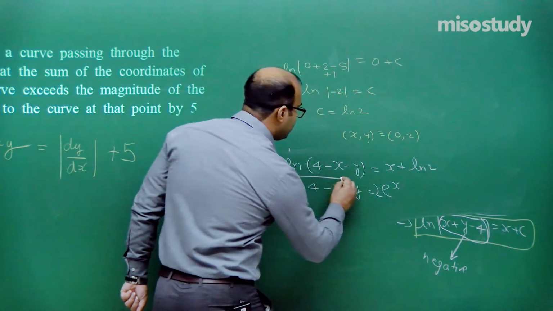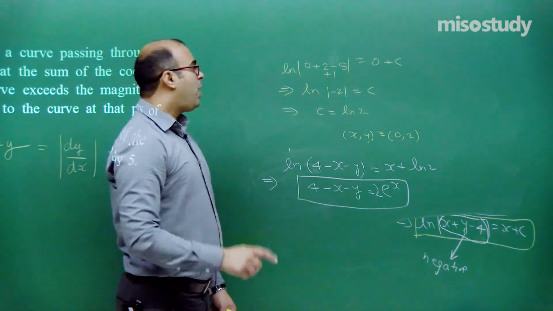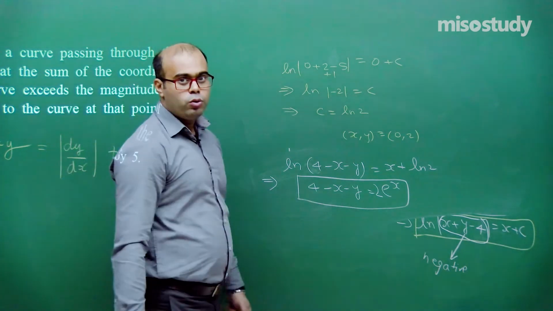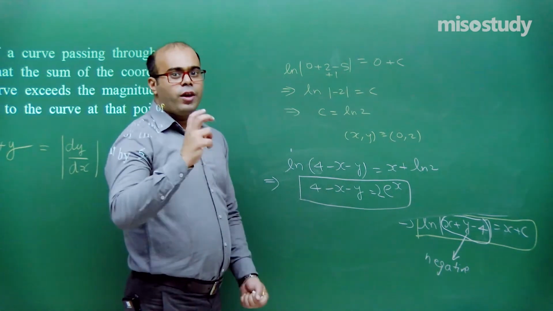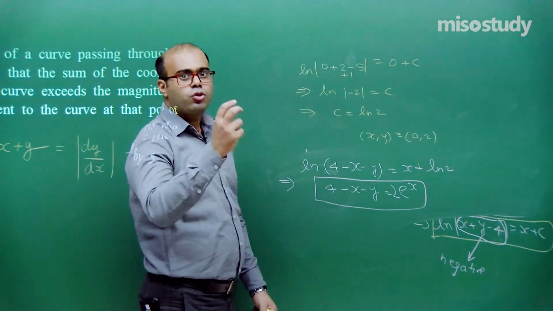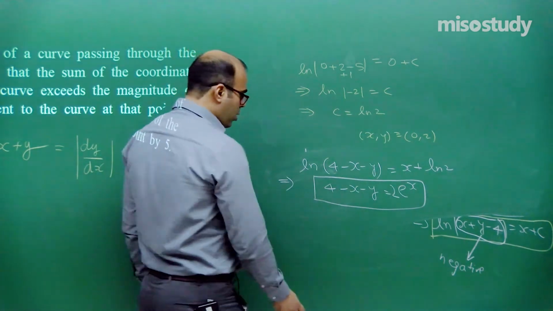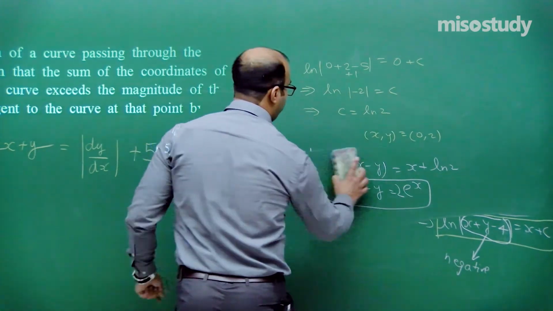So you can say this is the final equation of that particular curve which is passing through the point (0, 2), and the sum of the coordinates of any point on the curve is exceeding the modulus of the slope of the tangent by 5. So this is what we obtain here.